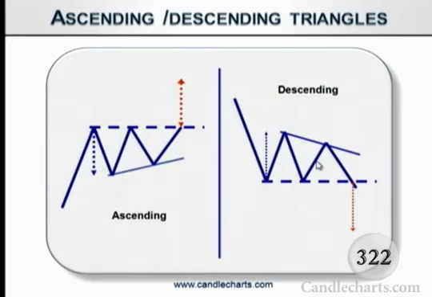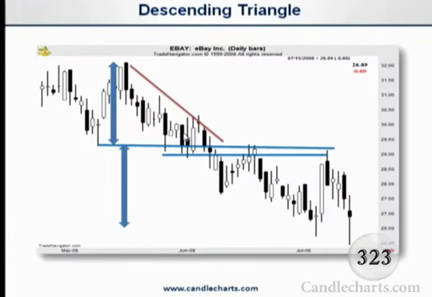You could take the height of the triangle from when it started, and once again, it should be tested at least twice as resistance and twice as support, and add that distance to the breakout point. And a descending triangle is the opposite. And you get to see change of polarity again. Horizontal support tested a few times by the blue lines. Lower highs over here. The market breaks the support. Now we have a target.